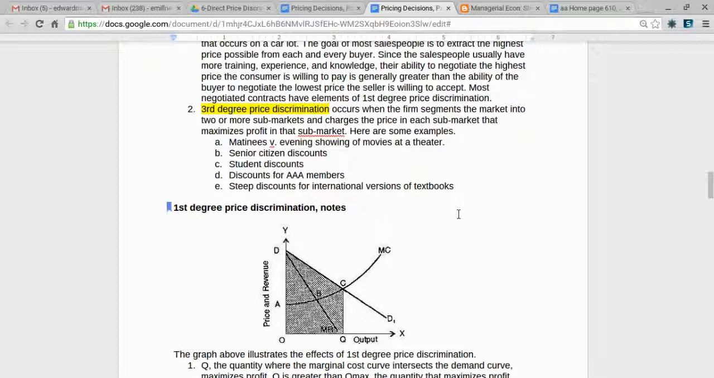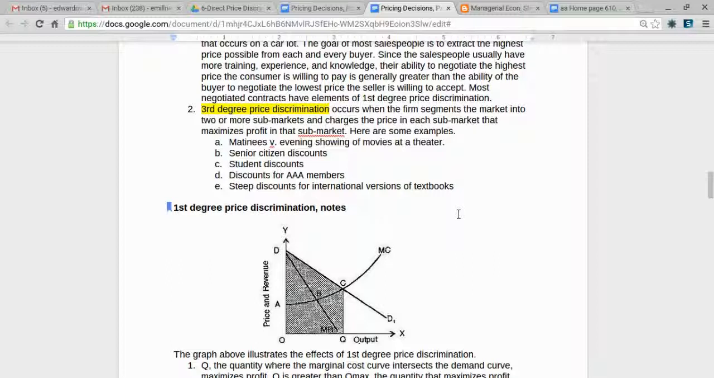Senior citizen discounts. It costs Burger King just as much to serve me a Coke as a 20-year-old, but they offer me a discount. Student discounts. Ditto. The cost of serving a student is generally the same as the cost of serving someone who's not a student, but they get a lower price. AAA members get lower prices. The last one I mentioned is steep discounts for international versions of textbooks.